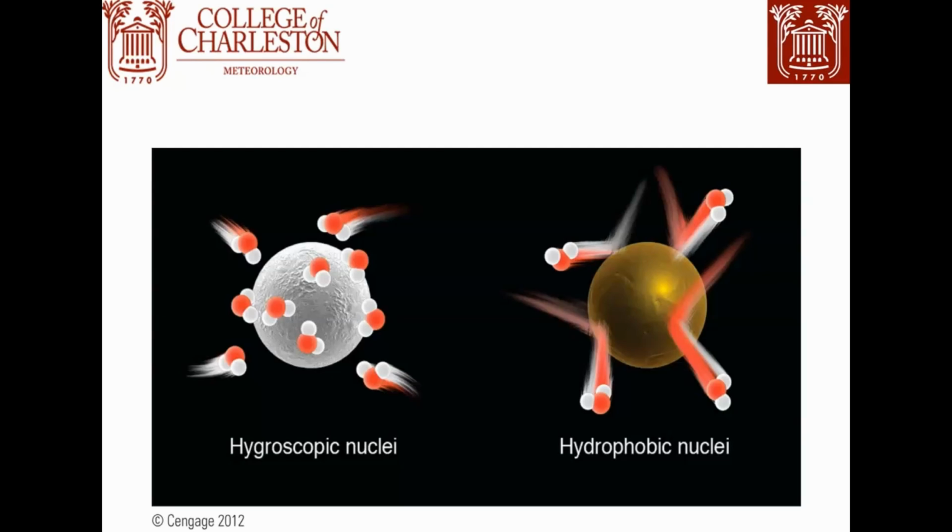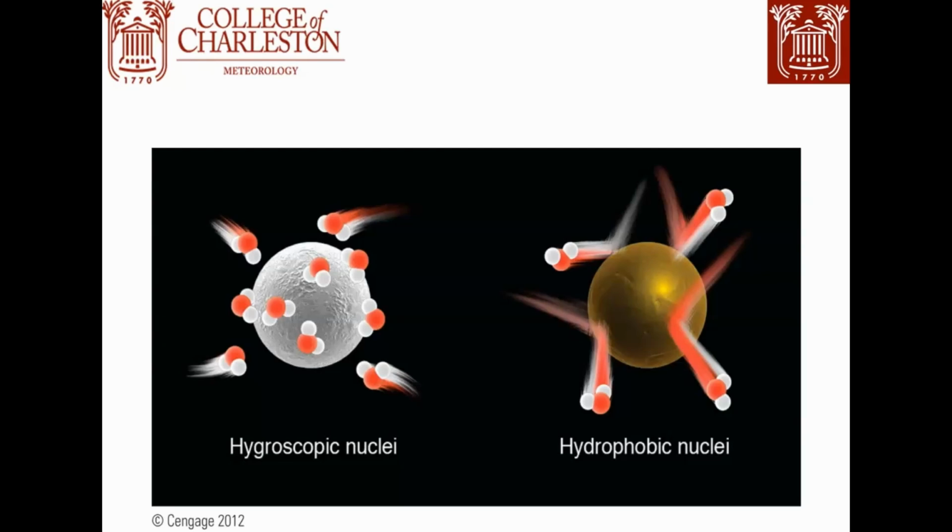The other type of particle that exists in the atmosphere are known as hydrophobic nuclei. And as the word says, these are water repelling. Examples of hydrophobic molecules would be things like oil or gasoline. Hydrophobic molecules resist condensation from occurring, and that's because they resist water from attaching to them.